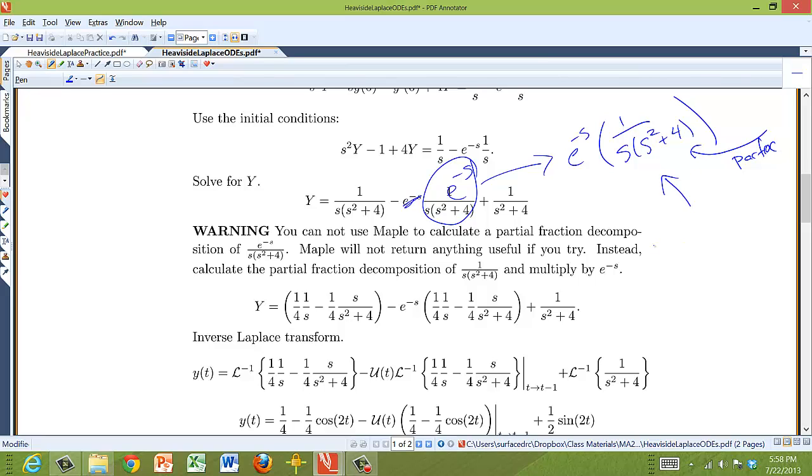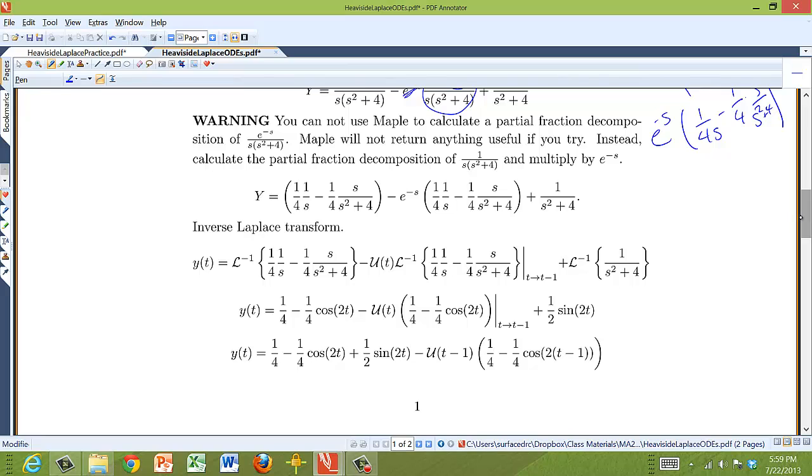Okay? And you write it as e to the minus s times 1 over 4s minus 1/4 times s over s squared plus 4. So you factor out the exponential and then you do the partial fractions on the part on the inside, and that's the useful way to do this. Again, if you try to type in the negative exponential into Maple and then do partial fractions, nothing will happen for you. So just watch out for that.